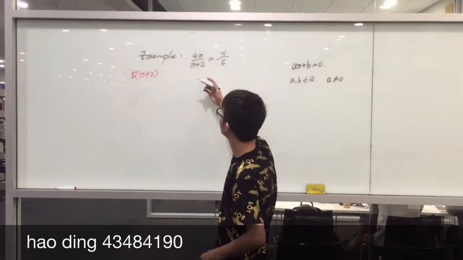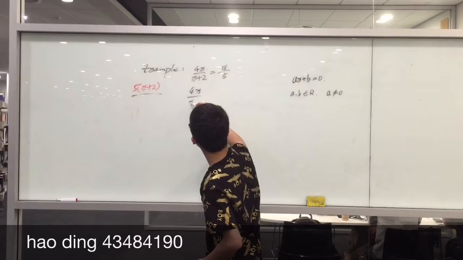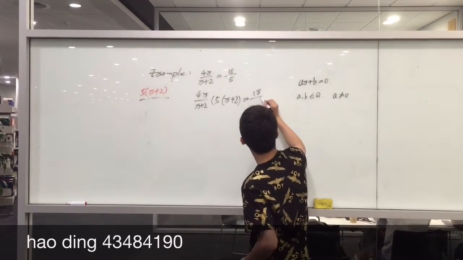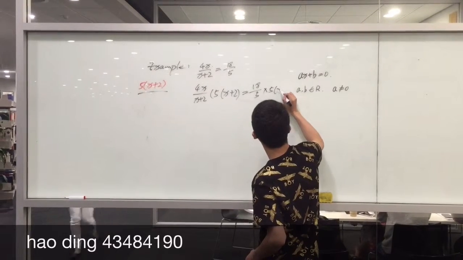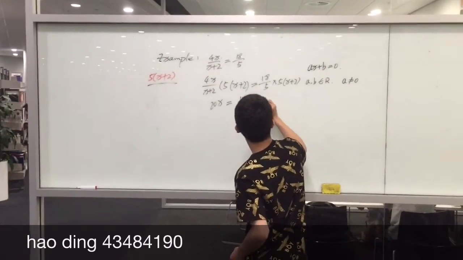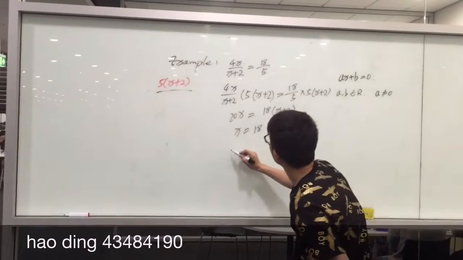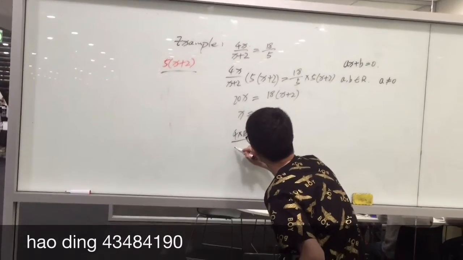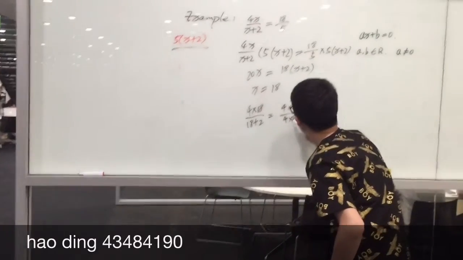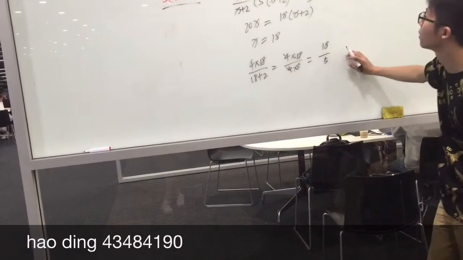Firstly, we should multiply 5 and x plus 2 like this, and we got 4x multiplied by 4. And we got 20x equals 18 multiplied by x plus 2, and x equals 18. Now let's check this. That's 4 multiplied by 18, and is 4 multiplied by 5, and we subtract these two. We got 18 divided by 5, and this is the answer.